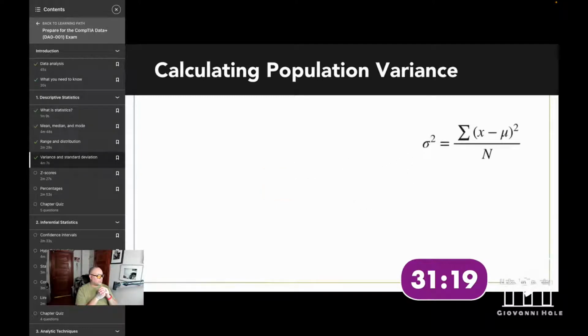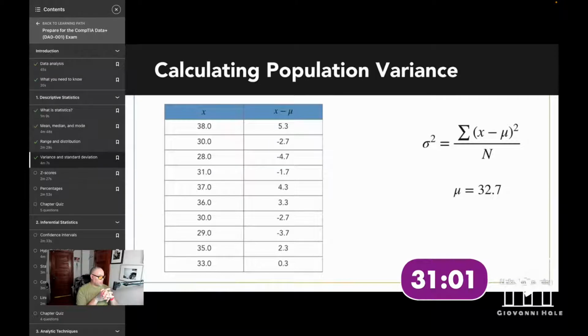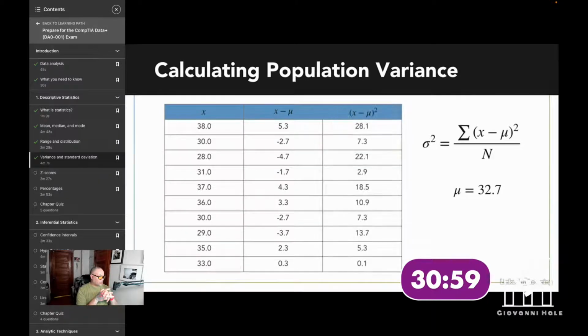Now, with that explanation under our belts, let's try calculating the variance for our class height dataset. We already know that the mean value for this dataset, mu, is 32.7. Let's look at our data points from earlier. We first subtract the mean value, 32.7, from each of these, which gives us our second column of data, x minus mu. Then we square those terms to get our third column of data. Now, looking at our formula, we need to add all of those squared values together, which gives us 116.2, and then divide that by the number of values, 10, to get our population variance of 11.6.